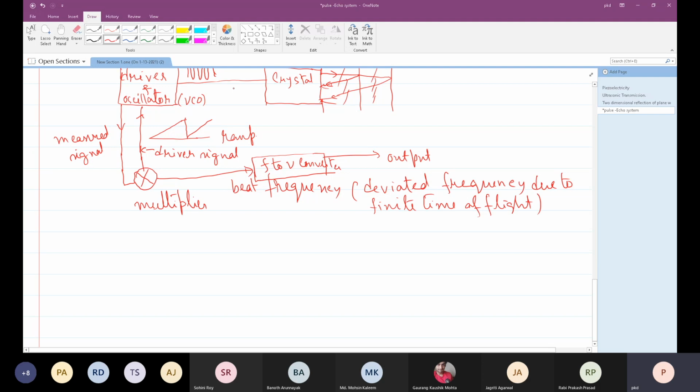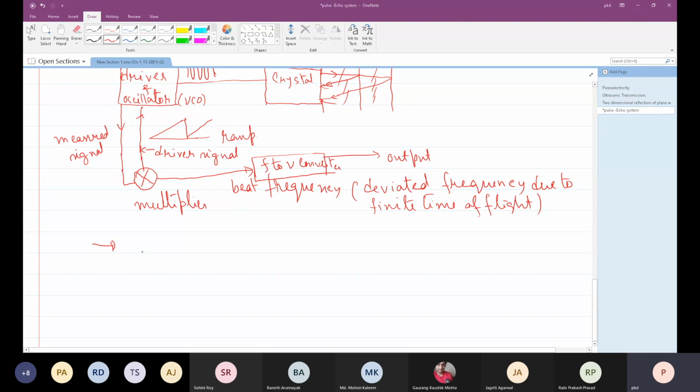So basically, while it is launched, suppose it was at the high frequency zone, and then a certain time has already elapsed. By that time, the VCO has been driven to a different frequency. So there will be a frequency shift. If we multiply, that component will be picked up as a beat frequency, and then through a frequency to voltage converter, a correspondingly proportional output to time of flight can be achieved.